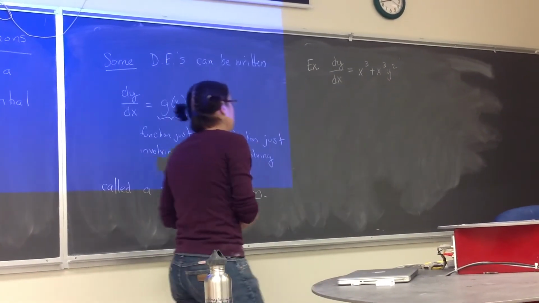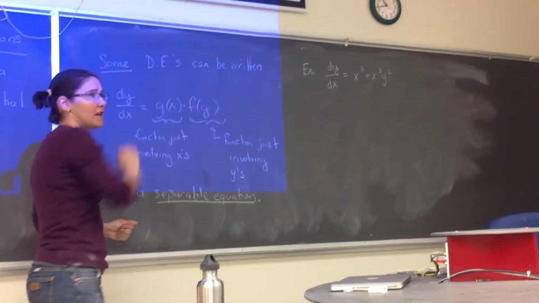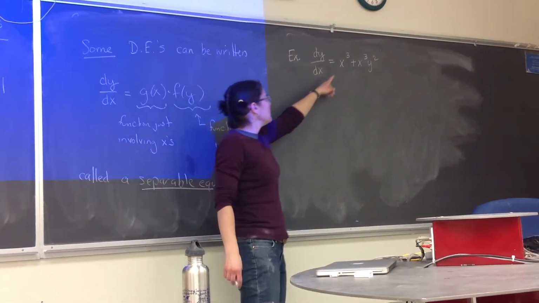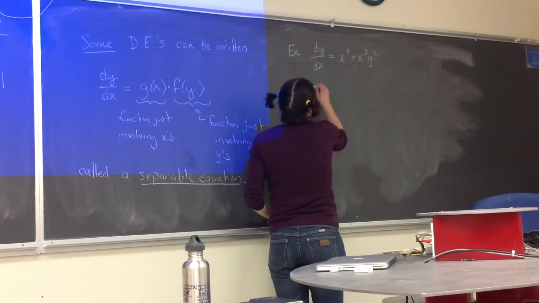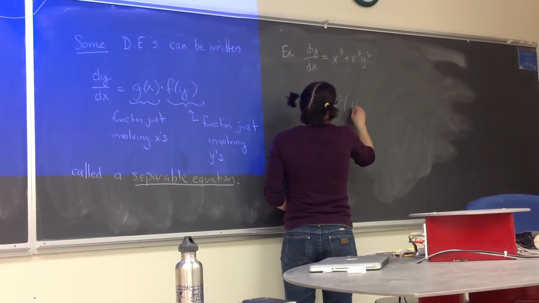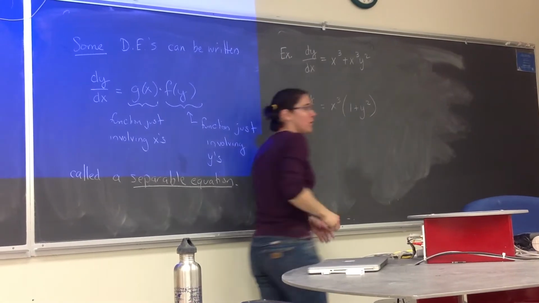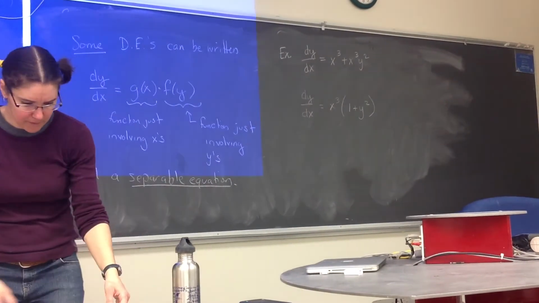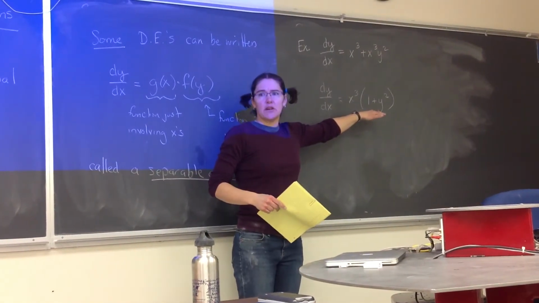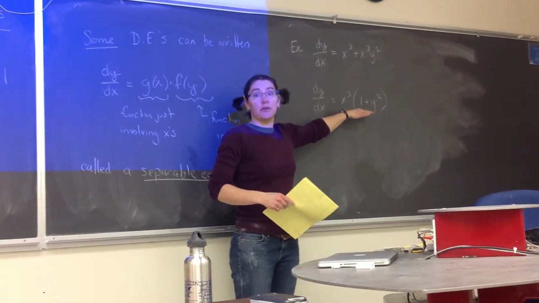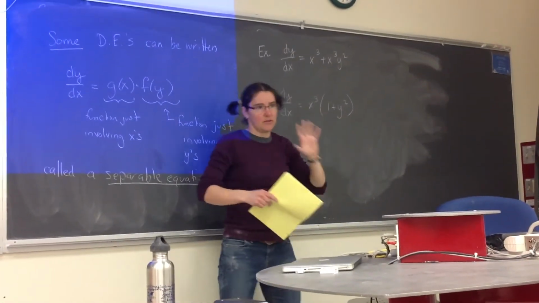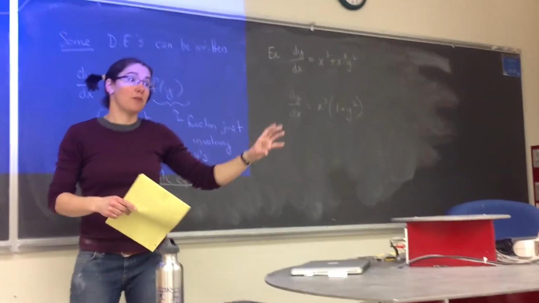So, anybody see any ideas here that we could rewrite that right-hand side? Could you factor out the x cubed? Yeah, we've got an x cubed in every single term, so we can factor that out and write this as dy over dx is equal to x cubed times the quantity 1 plus y squared. All right, so now I have written my differential equation as a separable differential equation. So I've got my g of x and my f of y. Okay, so part involving x's times the part involving y's.